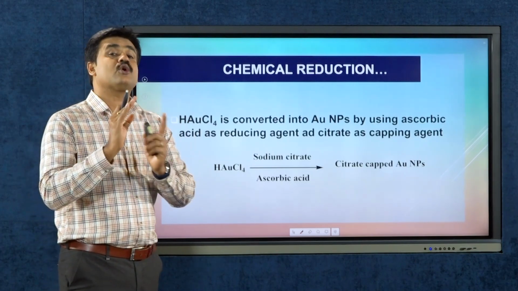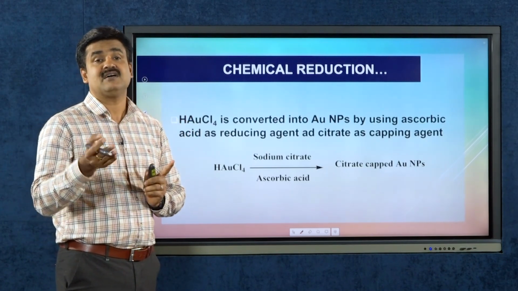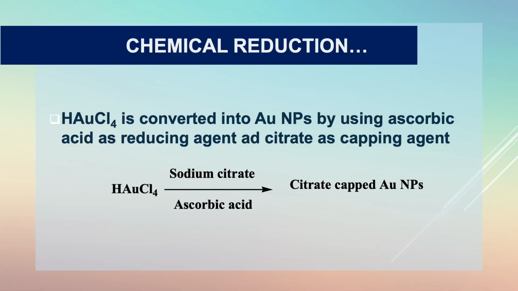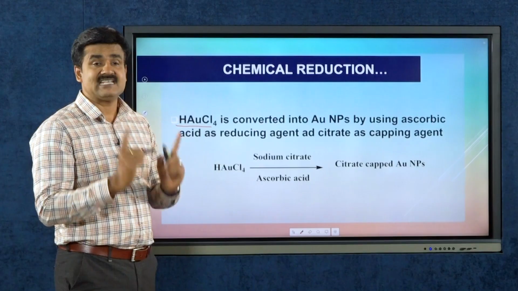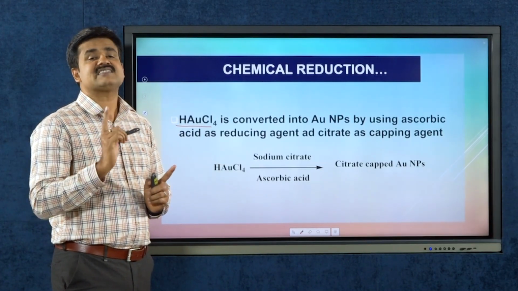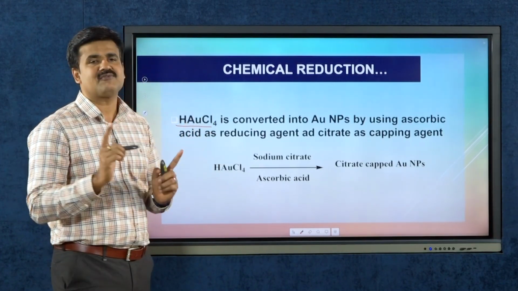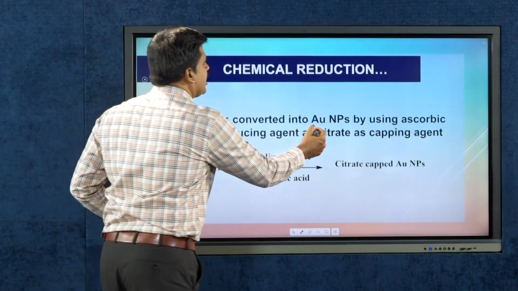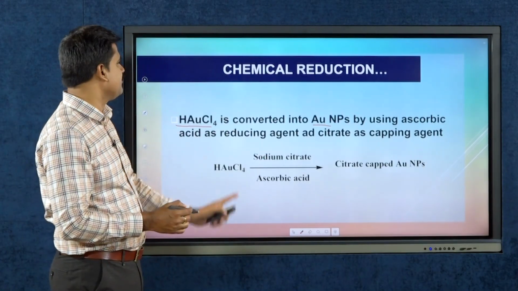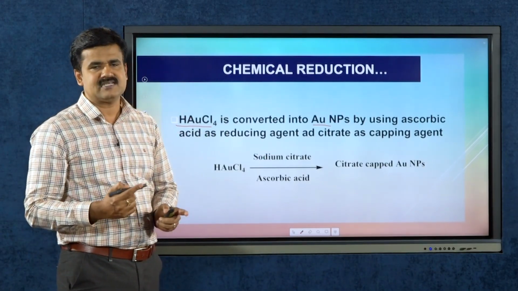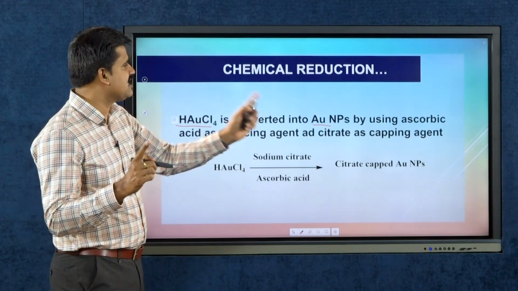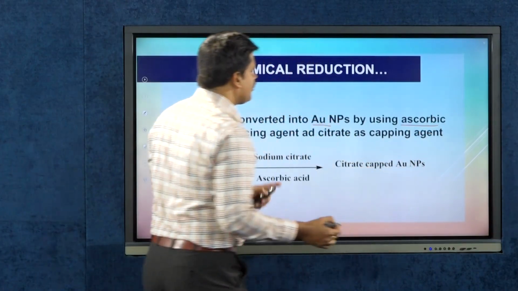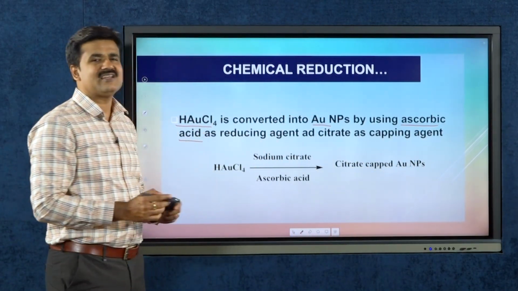But here, in a common method for the preparation of gold nanoparticles, we are using this technique. HAuCl4 is simply chloroauric acid, an acid containing gold. Gold nanoparticles are obtained from HAuCl4 or chloroauric acid by using a reducing agent, that is ascorbic acid. You are familiar with ascorbic acid. How do you know the name ascorbic acid? You are familiar with vitamin C.